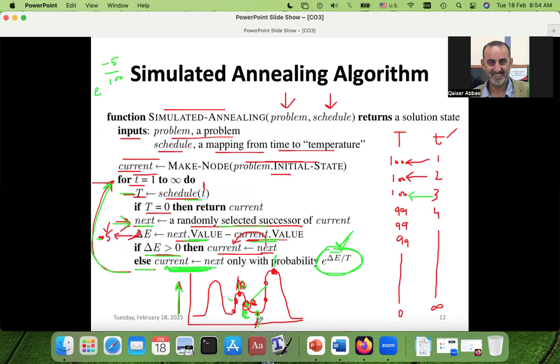Suppose the value of this state is, if it is 20, suppose it is 18. So then what in the delta E? Next is 18. Current is 20. So 18 minus 20, you will have minus 2 here.